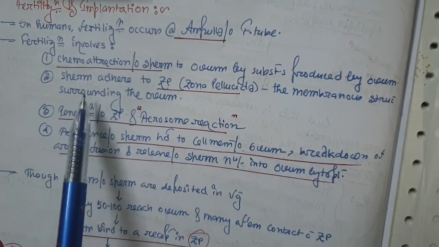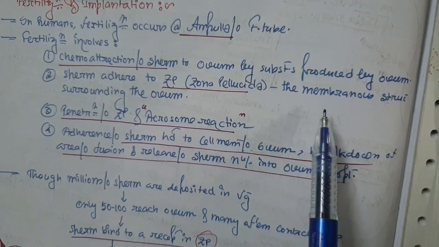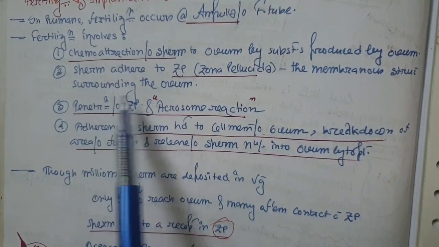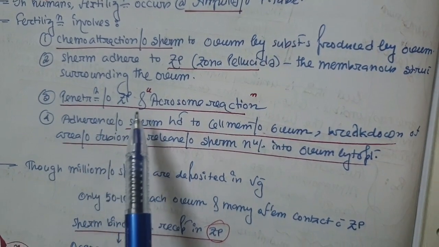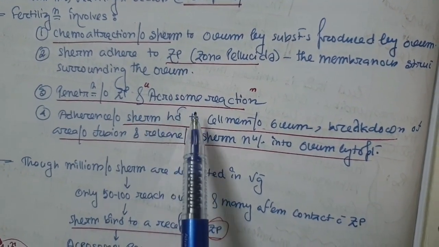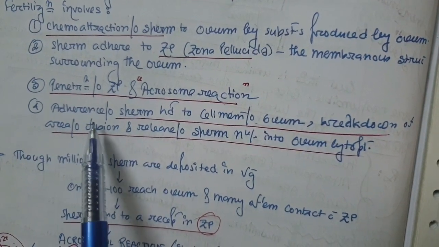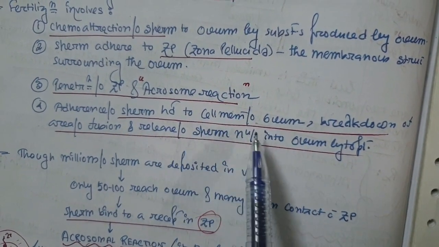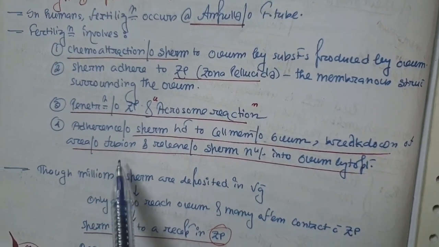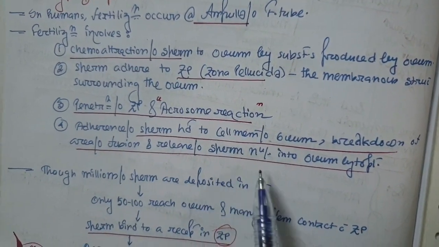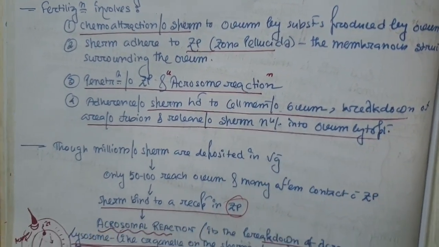Number two, the sperm adheres to the zona pellucida, which is the membranous structure surrounding the ovum. Number three, the penetration of the zona pellucida and the acrosome reaction. And number four, the adherence of the sperm head to the cell membrane of the ovum, breakdown of the area of fusion, and release of the sperm nucleus into the ovum cytoplasm.